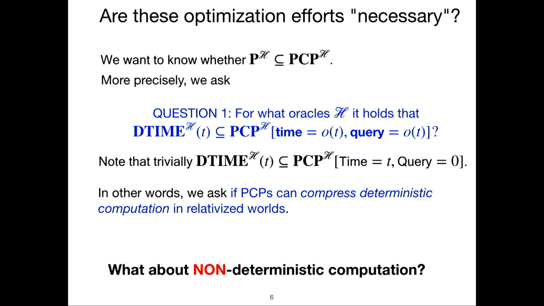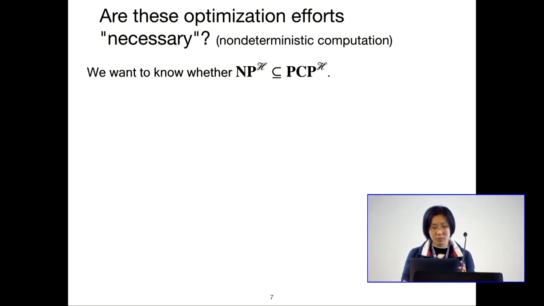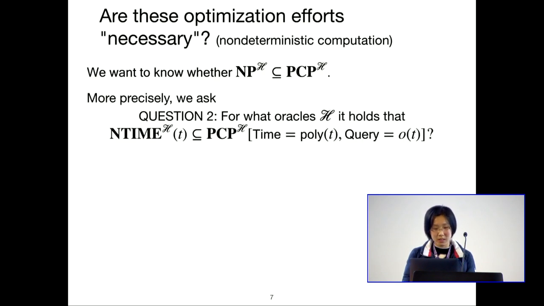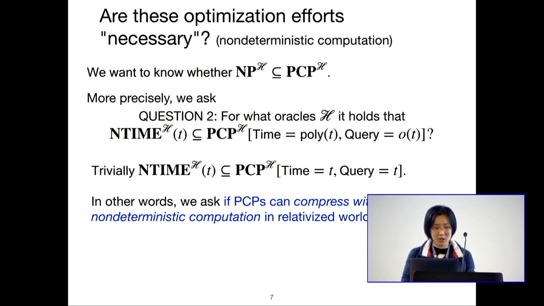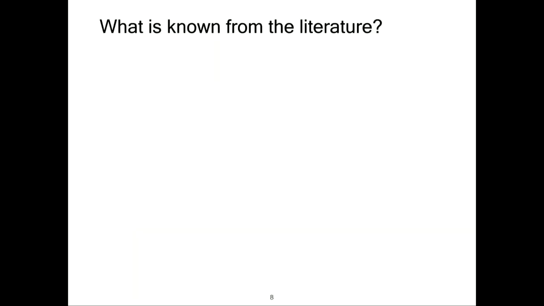It turns out the answer to this question is very similar to the answer for the deterministic language. It all depends on whether relative to the primitive, NP is contained in PCP or not. So let's parse this question a little bit. It actually asks whether PCPs can compress the witness size of non-deterministic computation in the relativized worlds. Okay, so now we have the questions in hand, and there are some prior works that give us partial answers to these two questions, so we'll take a look at them first.